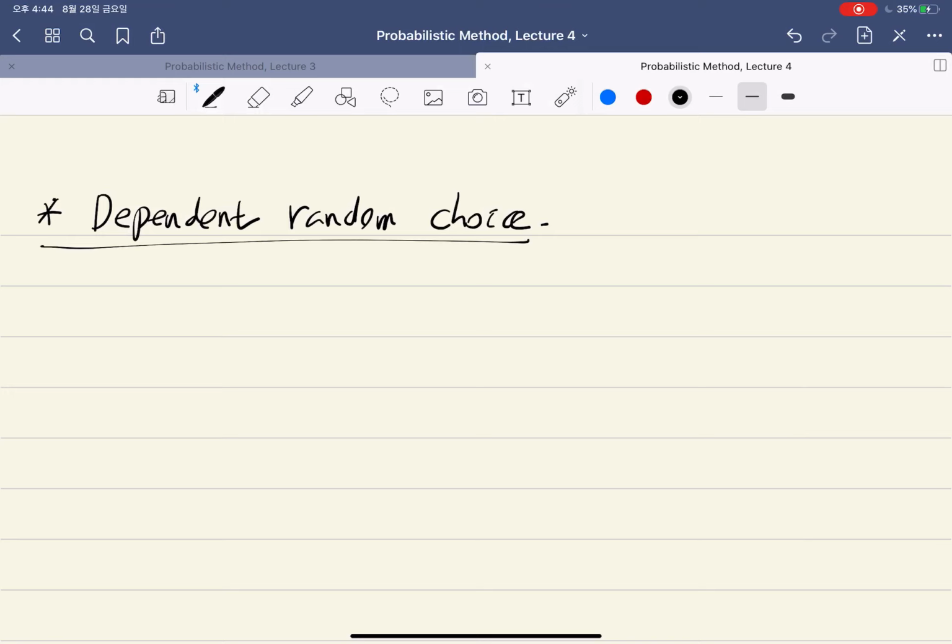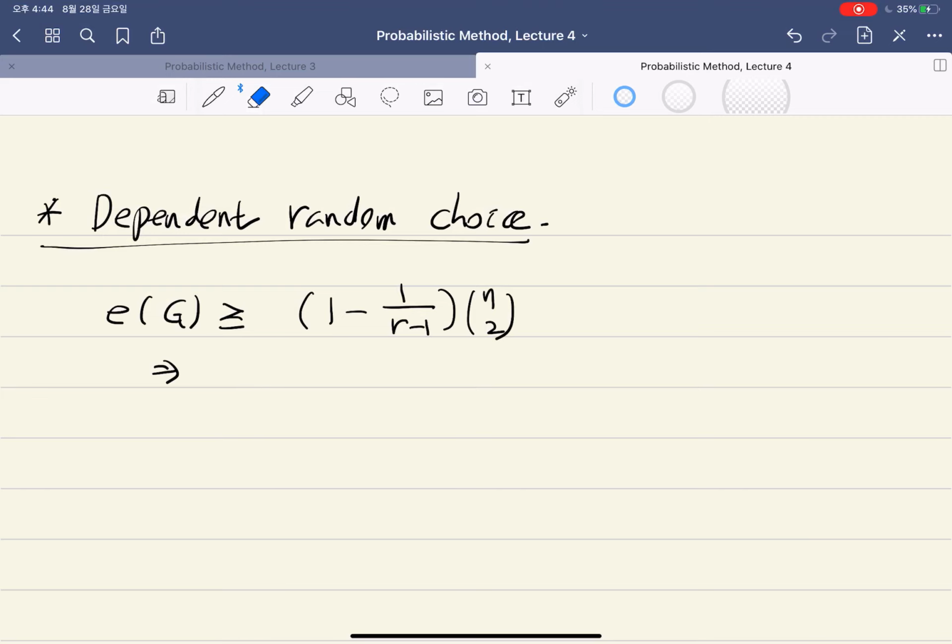In undergraduate graph theory, we have learned about Turán's theorem. Turán's theorem says that if you have an n-vertex graph G which has more than (1 − 1/(r−1)) times n choose 2 edges, then G contains a complete graph on r vertices.